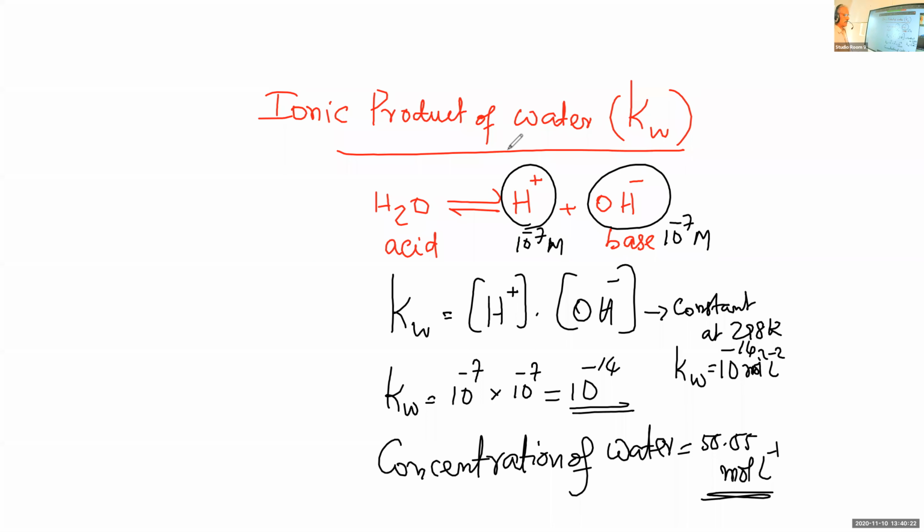And that's a constant. Because the ionization is a very low value, 10 raised to minus 7. What is it? 1 by 10 raised to 7. That is a negligibly small value. And therefore, the concentration of pure water is taken as a constant, and that's equal to 55.55 mole per liter. Unionized water is equal to 55.55 mole per liter. That is the concentration of pure water.